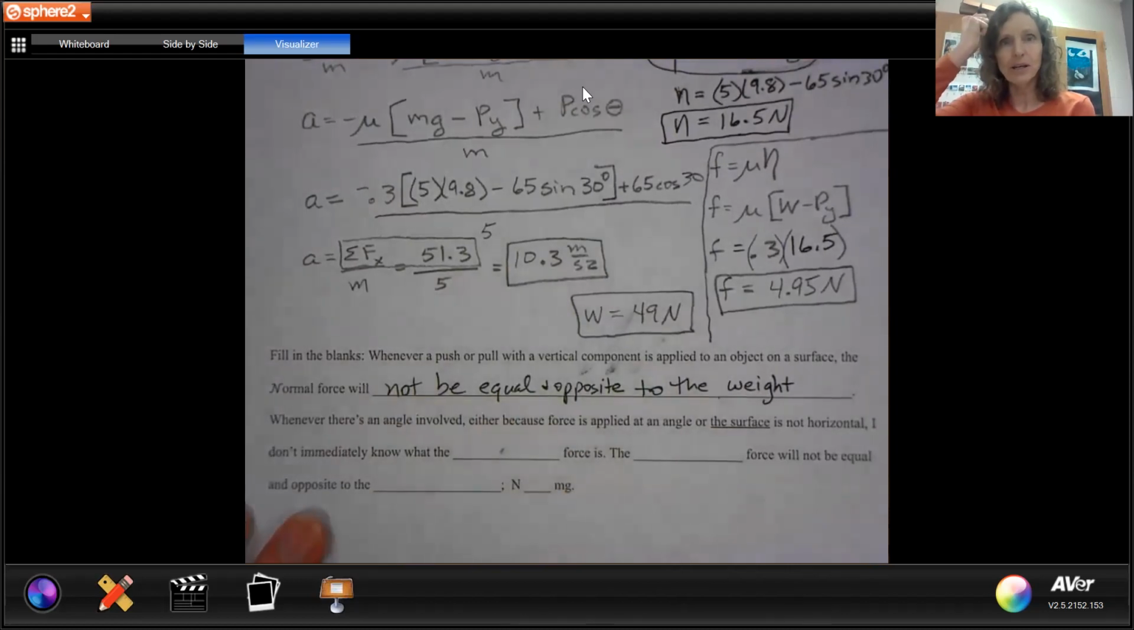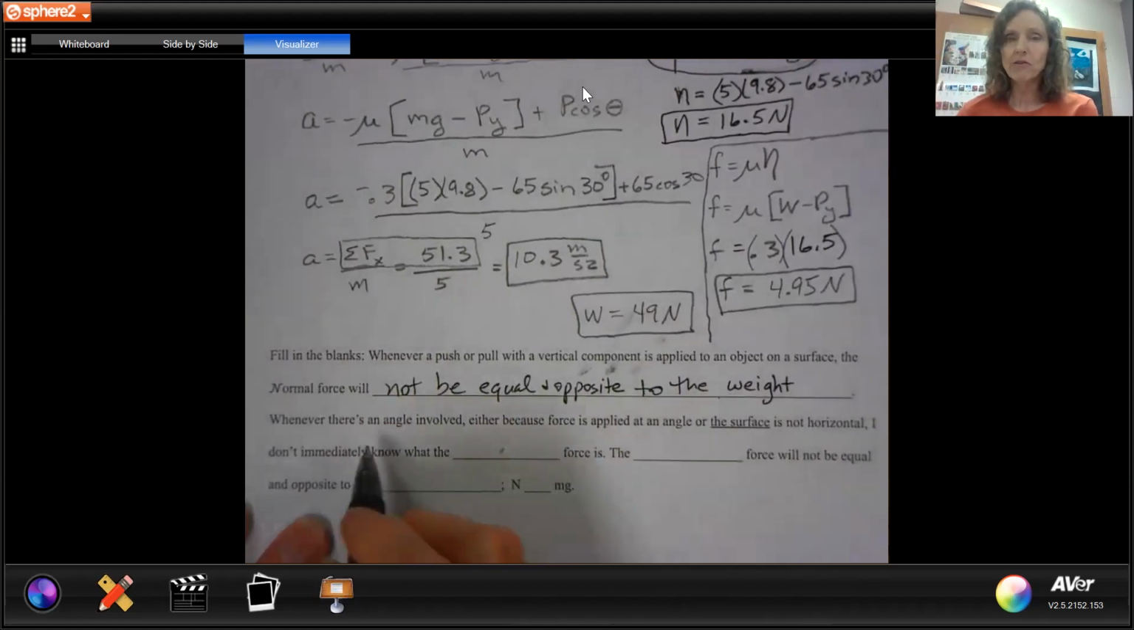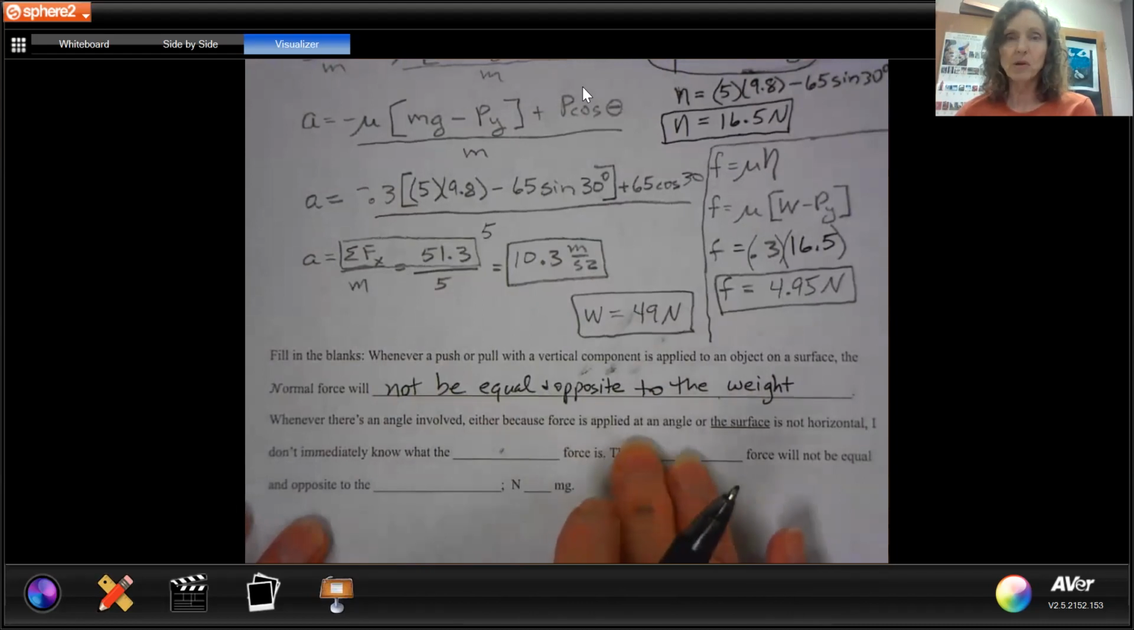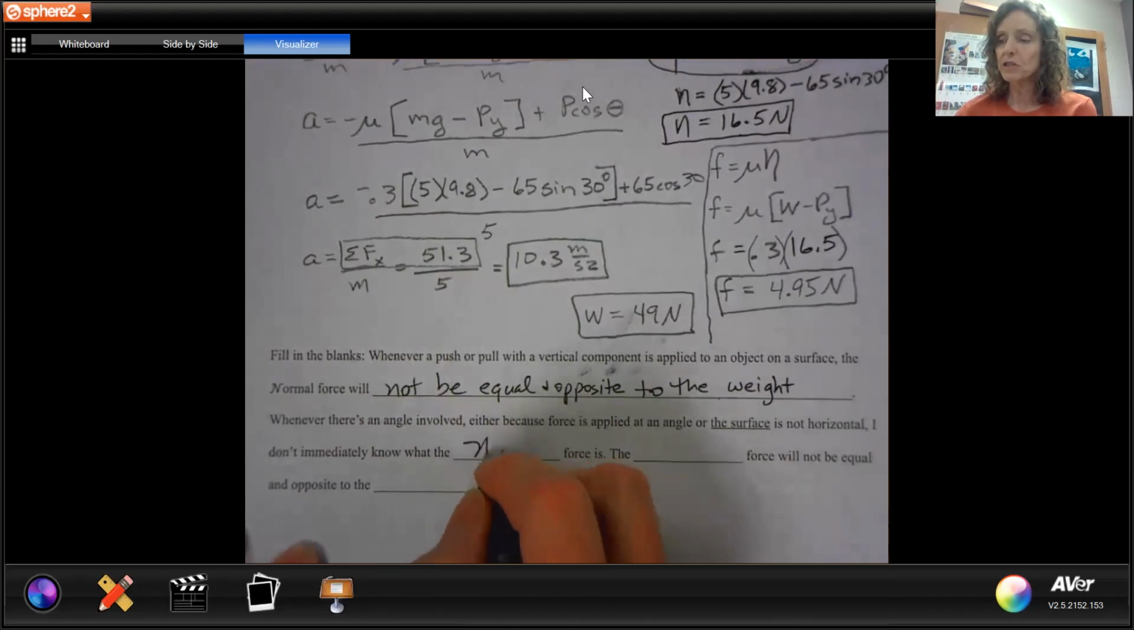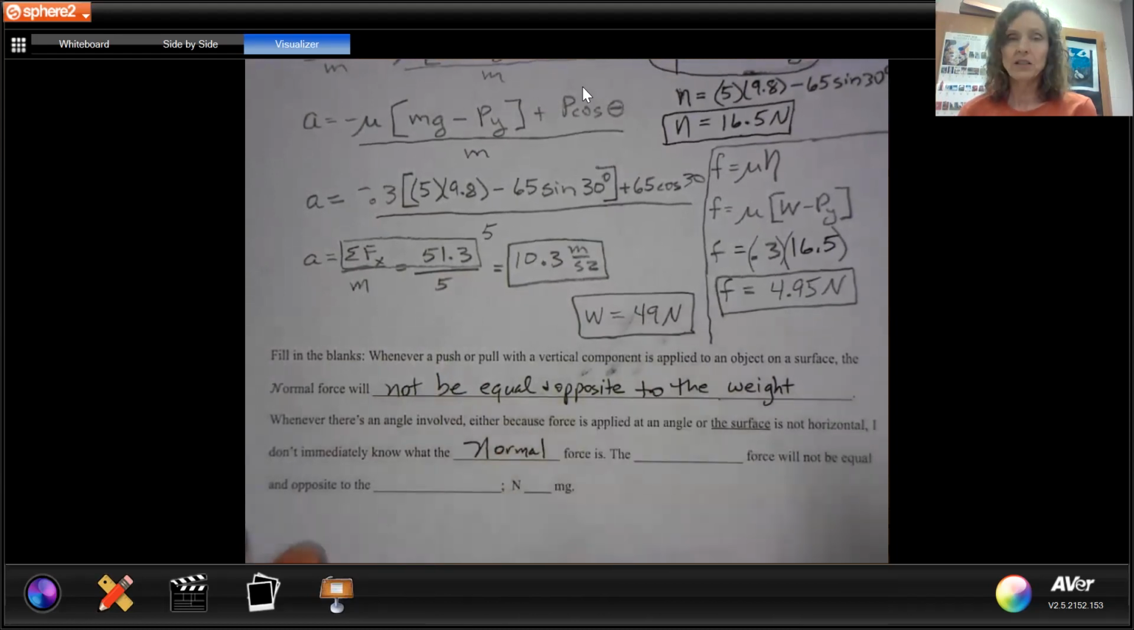So we're kind of hammering it in, saying the same thing again. Whenever there's an angle involved, either because force is applied at an angle, okay, that's what we just did, or check this out, this is new. The surface is not horizontal. It could be an angled surface. I don't immediately know what the normal force is. I don't know what the normal force is when there's an angle involved, okay? Or for that matter, when there's a vertical lift or a vertical push, okay?